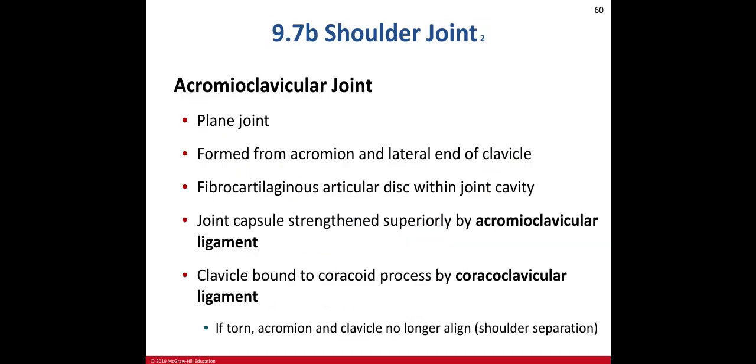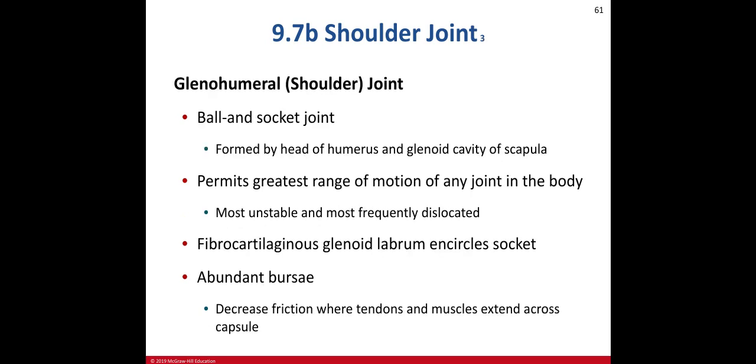Okay, your acromioclavicular joint, that's the back, that's a plane joint. That's formed from your acromion and the lateral surface of the clavicle. And that is going to have this fibrocartilaginous articular disc. It is going to be strengthened by the acromioclavicular ligament. The clavicle is bound to the coracoid process. And if torn, the clavicle no longer is aligned and you've got shoulder separation.